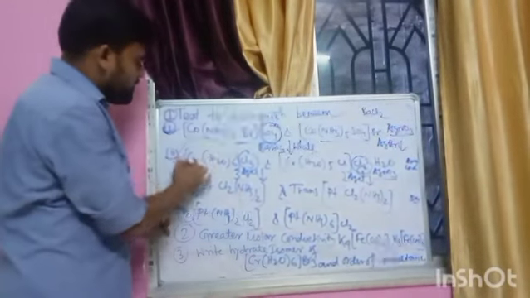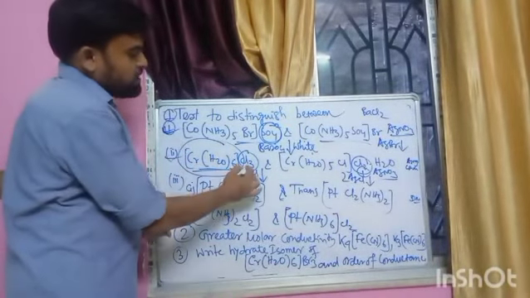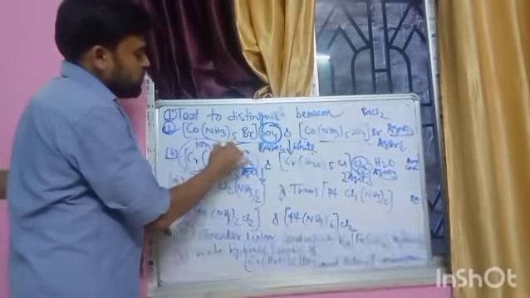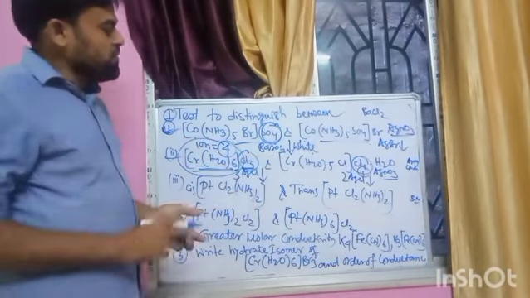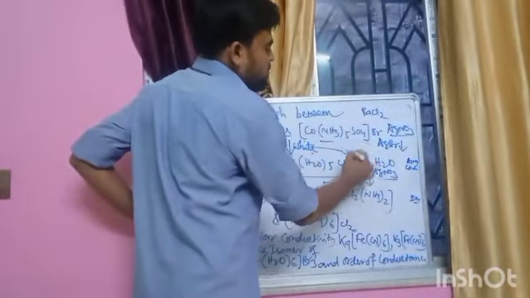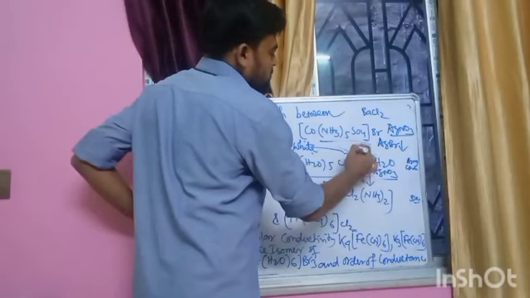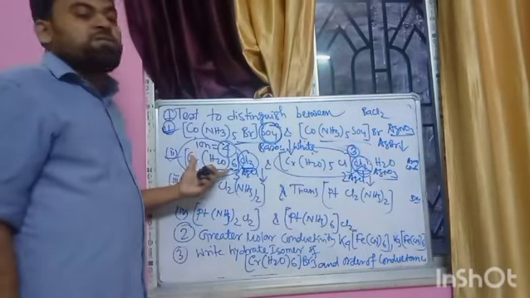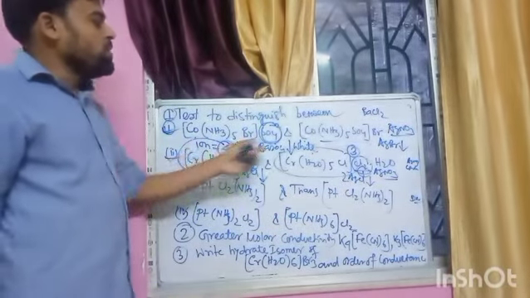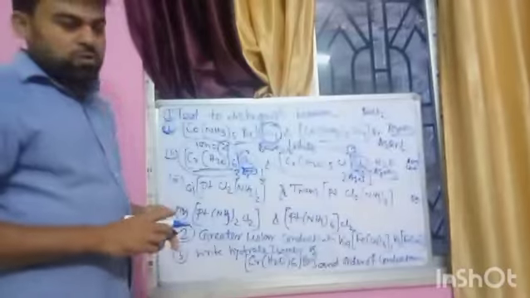Here the number of ions is 1 cation and 3 anions, so the total number of ions is equal to 4. But in the second case, the number of ions is 1 cationic species and 2 anionic species, so the total number of ions is equal to 3. So ionic conductivity increases as the total number of ions increases: 4 here, and 3 in the other.